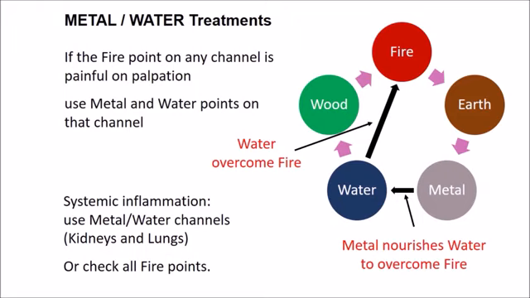In digestive issues, always check liver and spleen fire points and use metal water, as well as stomach and gallbladder fire points. The spleen-liver type will tend to show more in the diarrhea and IBS type, and the stomach and gallbladder pair will show more in the constipation type.